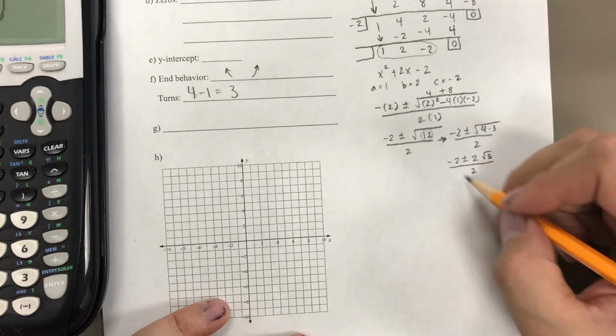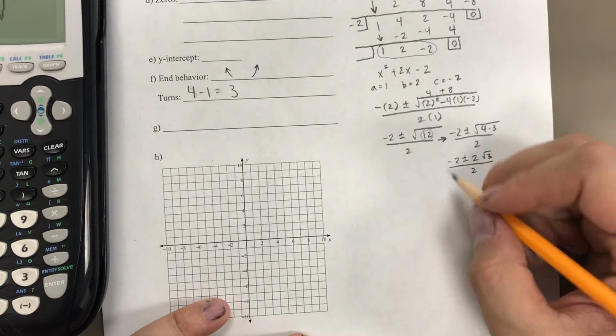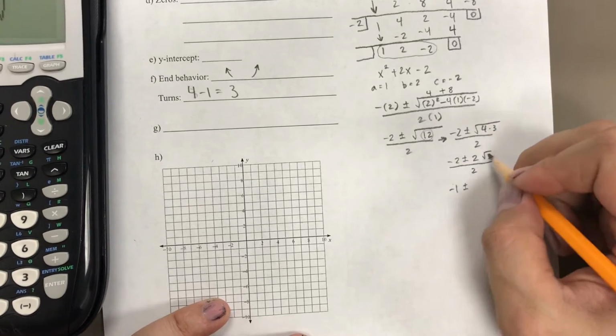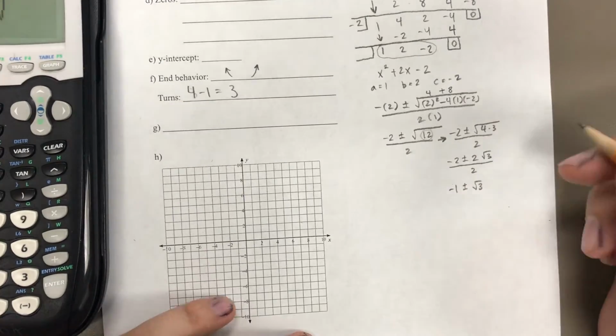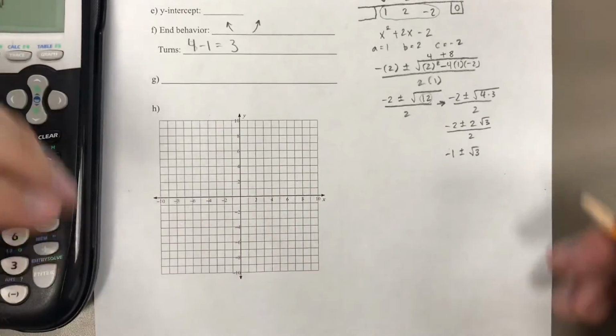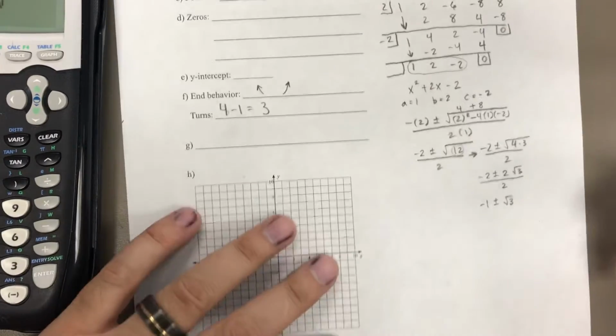Then when I divide all this stuff out by 2, negative 2 divided by 2 is negative 1 plus or minus, and then I have to divide this by 2 as well. So the 2's just cancel out, and I get square root of 3. And this is the irrational number that I was talking about. Those are our other 2 zeros, believe it or not.